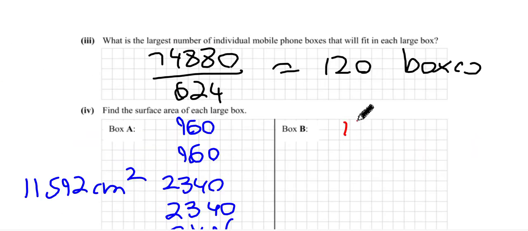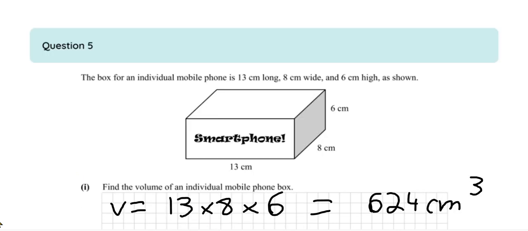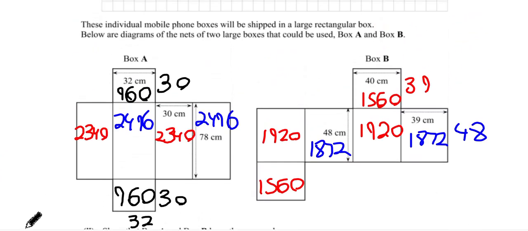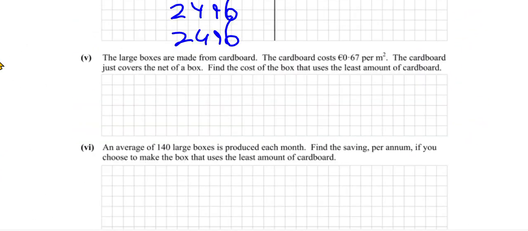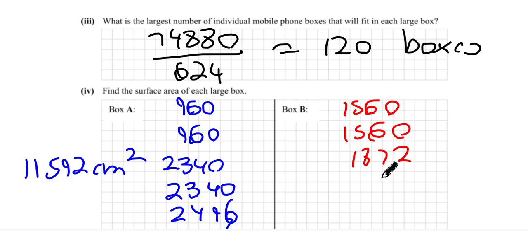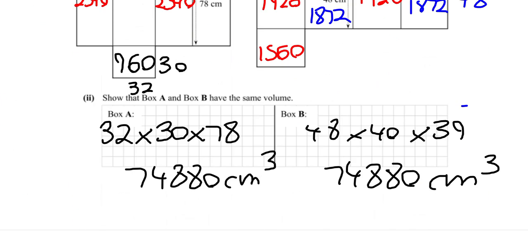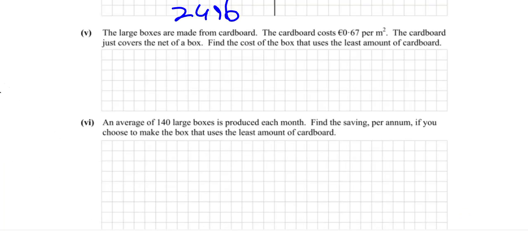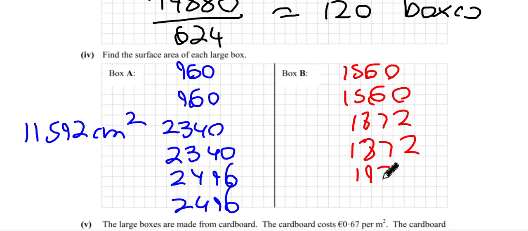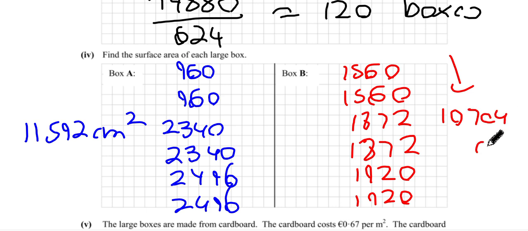So here we go. 1,560, another 1,560. What's the next one? 1872, 1872. And what's the next one after that? 1920, another 1920, yeah? Once we add them all together, 10,704 centimeters squared. Is that right?